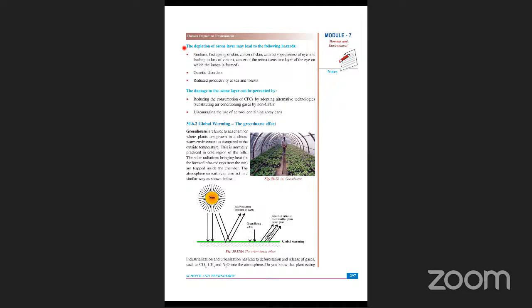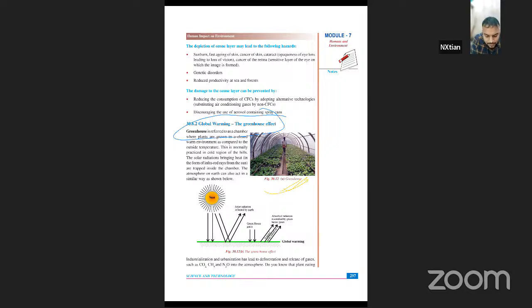Understood? Now we'll understand global warming and the greenhouse effect. Basically, the greenhouse effect is global warming. You can see in this diagram that in the polar region there is not sufficient sunlight and the climate is cold. So what they do is create a greenhouse. Now, what is a greenhouse?